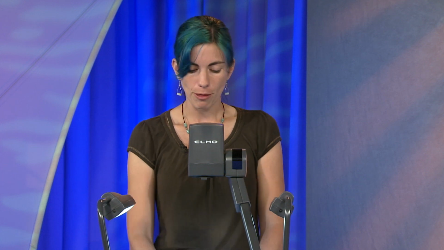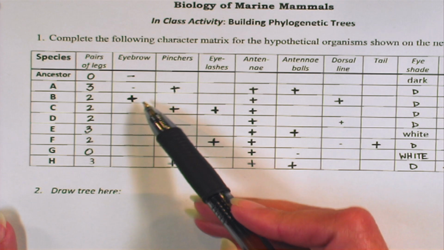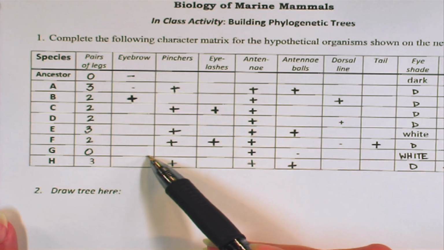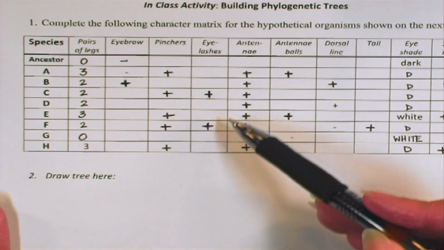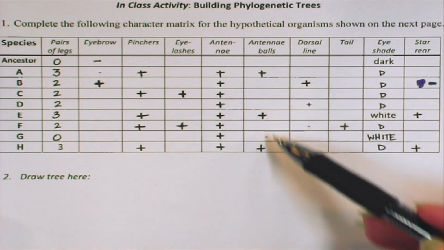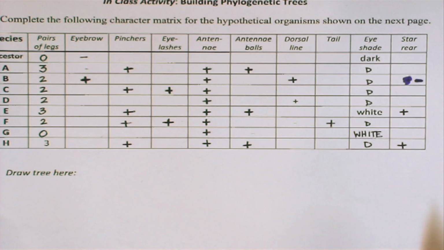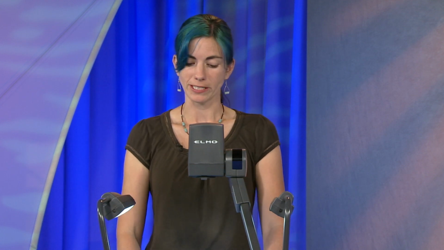So you can see I have the pairs of walking legs here, but then when we get down to the eyebrow, I just put a plus if they had one, and then I left it blank for the most part if they didn't. So you can see who's got pinchers, who's got eyelashes, who's got antenna, who's got antenna balls, who's got a dorsal line, etc. And you're welcome to do it this way, or you can have a complete matrix. It's just a little bit easier for me to show you how to build the tree when I don't have as much stuff on a big character matrix like this.